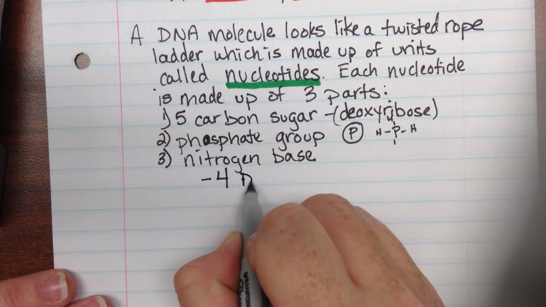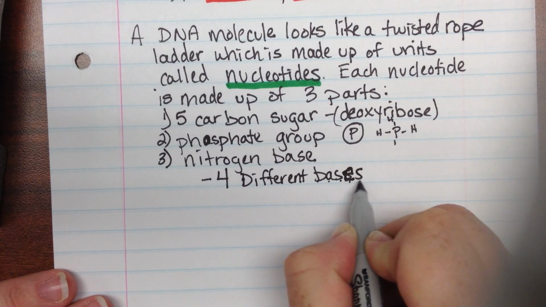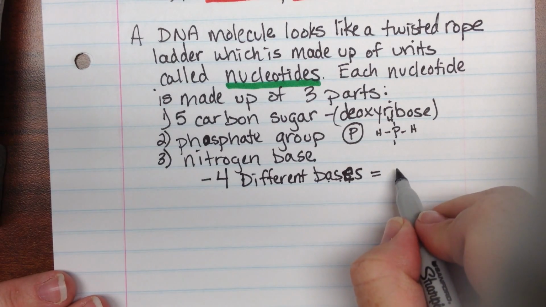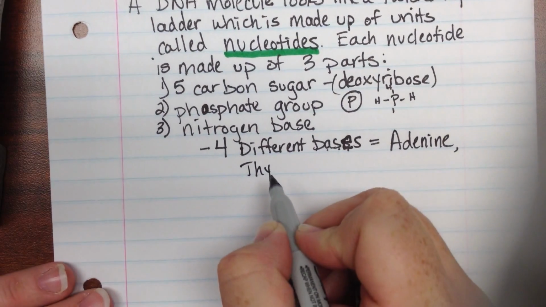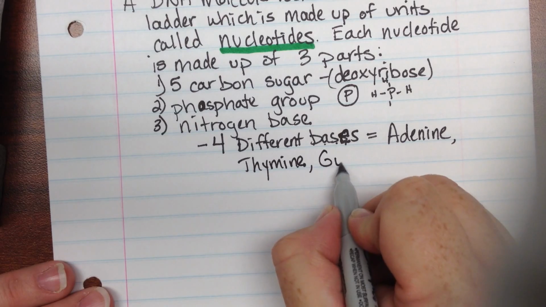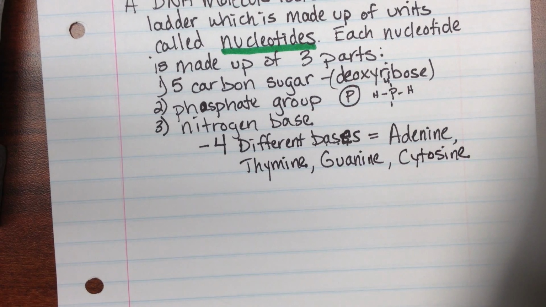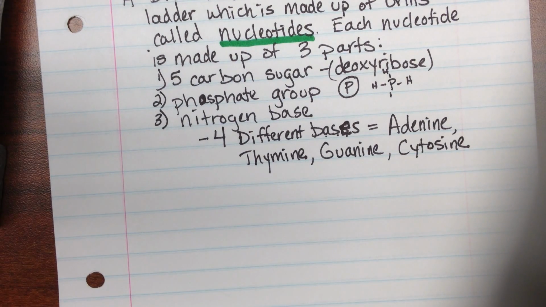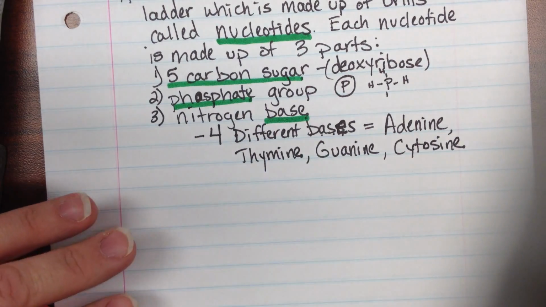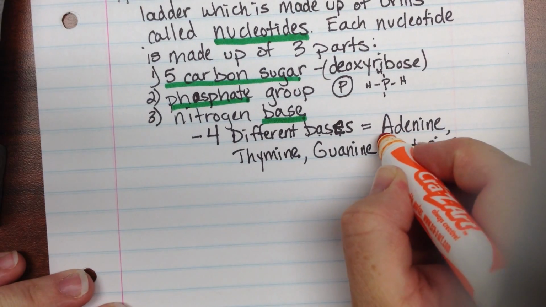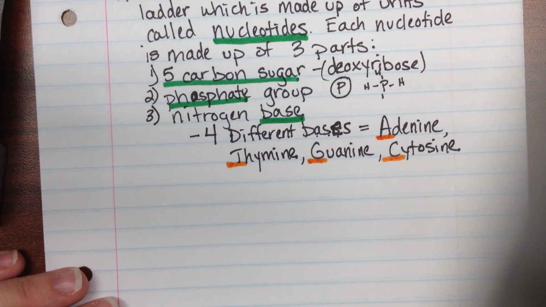There are 4 different bases. Oops. 4 different, that's a BASES. There's adenine, thymine, guanine, and cytosine. All right, let me go back and add a little bit of color here. So with our nucleotide, again, we have 3 parts. We have the 5-carbon sugar, we have the phosphate, and we have the base. And there are 4 different bases. We have adenine, which we represent with an A, thymine we represent with a T, guanine we represent with a G, and cytosine we represent with a C.